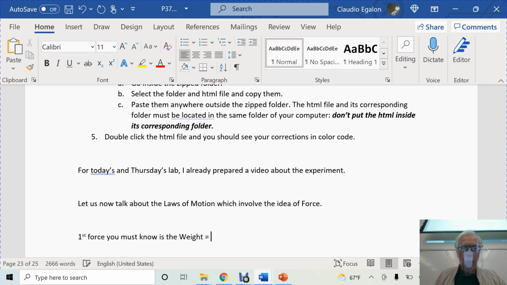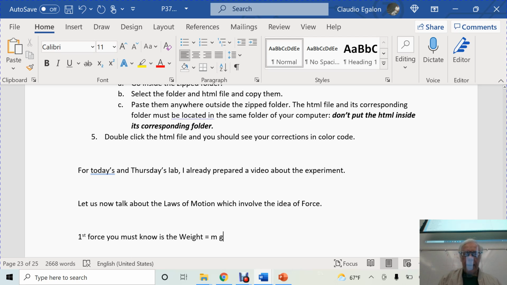Okay, and the weight is defined as being the mass times the acceleration of gravity. So you have a pull towards the center of the Earth. That's what the weight is all about. This object falls because it's being pulled towards the center of the Earth. Push, no, pulled. Push is something else, right? Pulled towards the center of the Earth. So that's the first force we have to know.